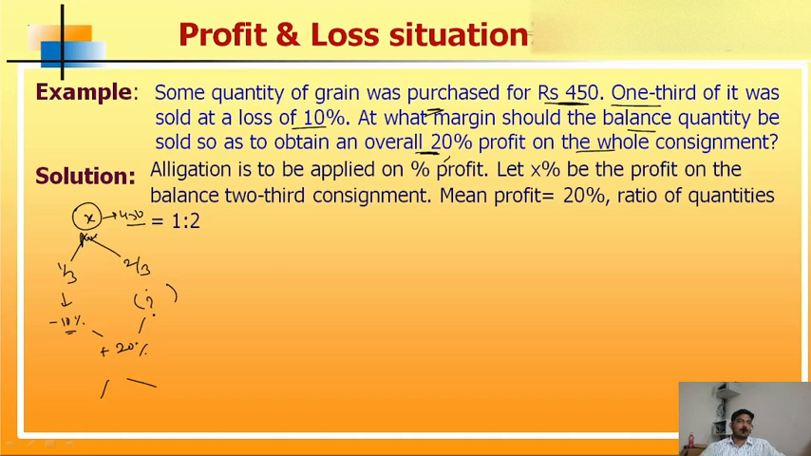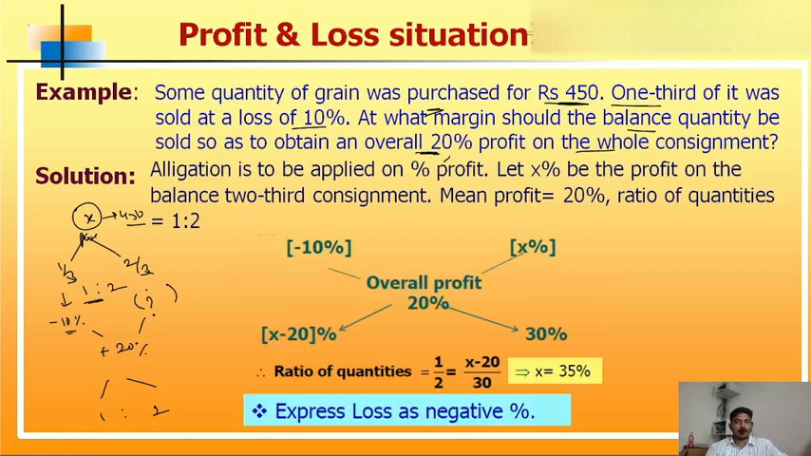From this we get the ratios. He is selling the mixture in a 1:2 ratio, so we need to get it as 1:2. Here, if a loss is given we take minus, and if a profit is given we take the plus symbol. So it is minus 10, and the overall profit given is plus 20, and this value we need to find.